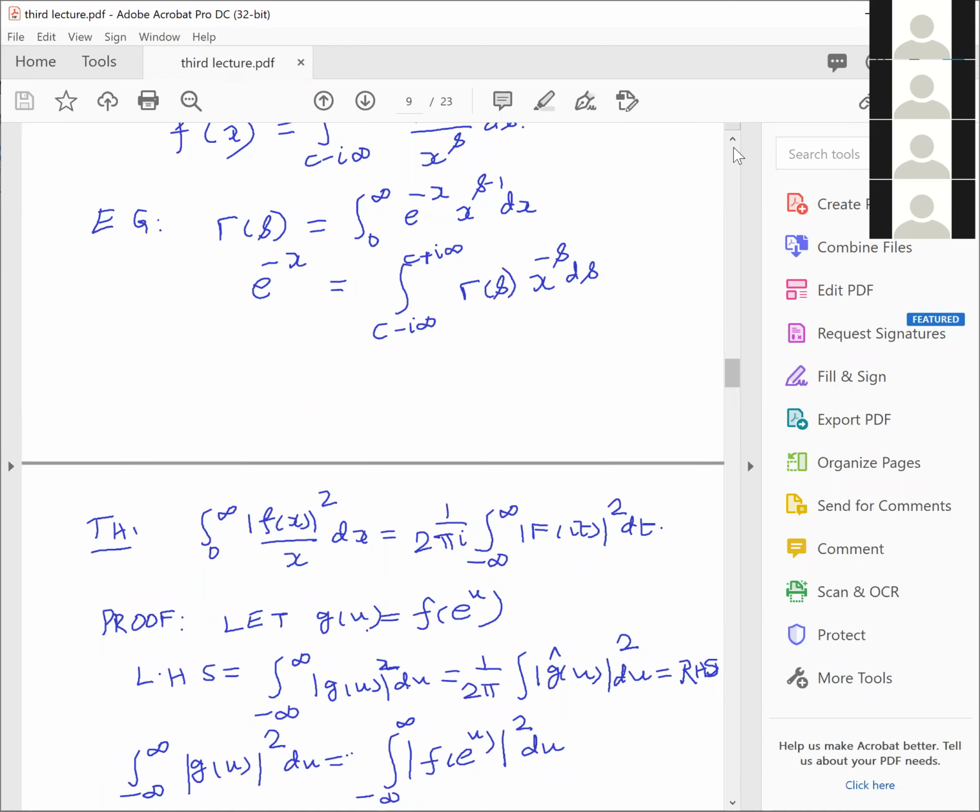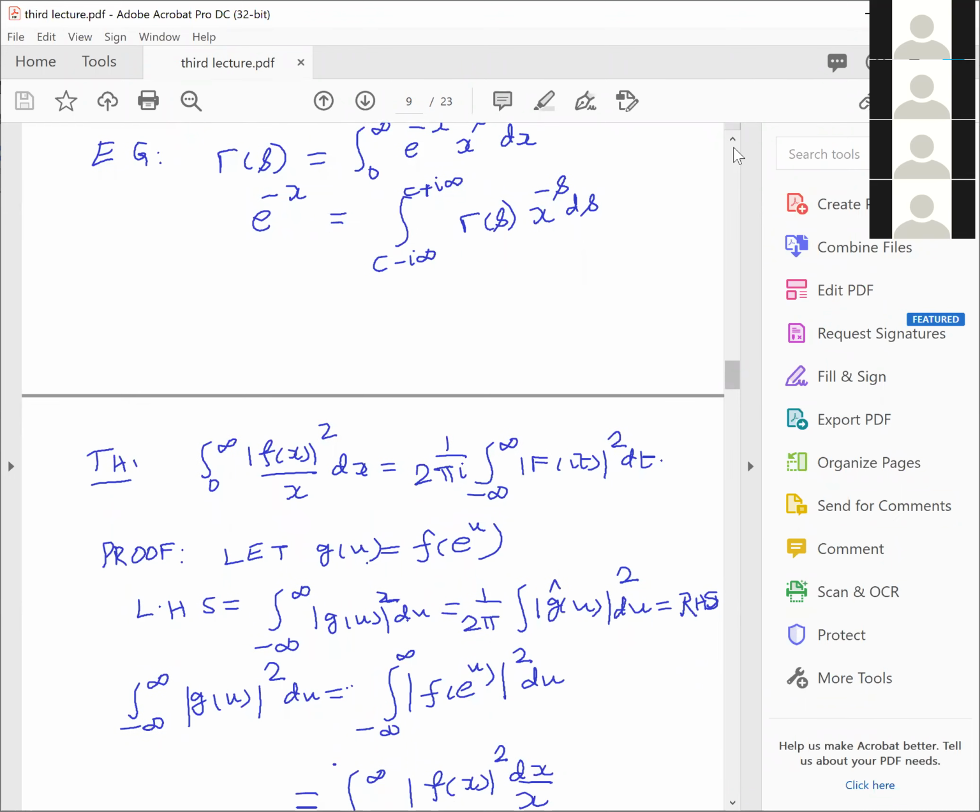Sorry, I am not giving an independent proof of it. I am just using what I already know in Fourier transforms. Theoretically, I should have given an independent proof, but that's okay. Therefore, let me just prove that this LHS is the L2 norm of g(u), and the RHS is the L2 norm of g hat. Once I have this, then this is done.